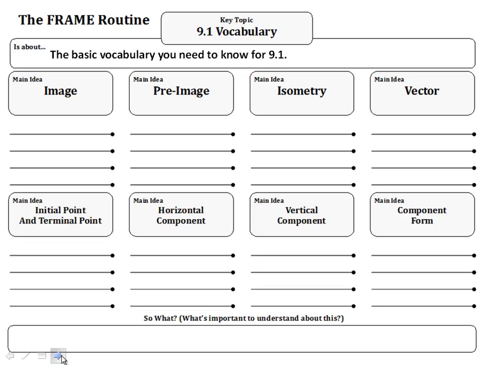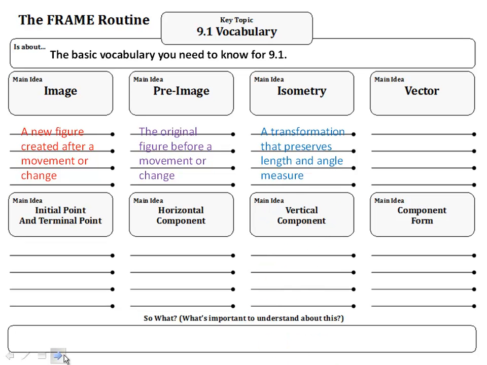So the first word is image. And an image is a new figure created after a movement or change. So an image is our new figure. The pre-image is the original figure before a movement or a change. So the image is like the copy of something, the second thing. We start with the pre-image, pre means before, and then we get a new shape, that's our image.